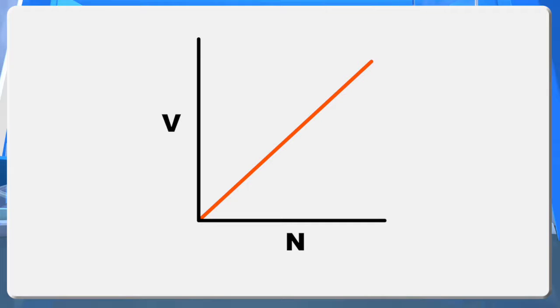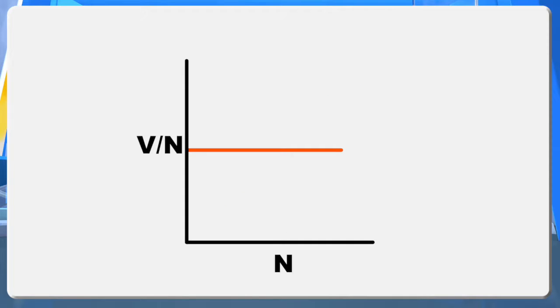This is the graph of Avogadro's law. Here, volume is taken on the x-axis and number of molecules on the y-axis. This kind of graph is obtained since V is directly proportional to N. These are the other graphs, V by N versus N and V by N versus V. This kind of straight line is obtained since V by N is a constant.